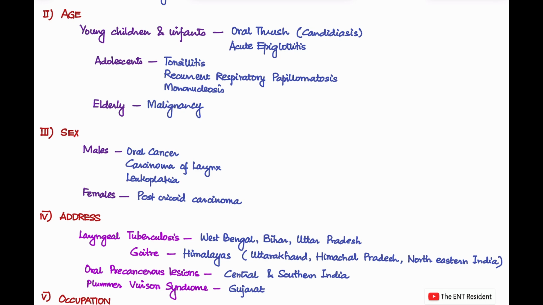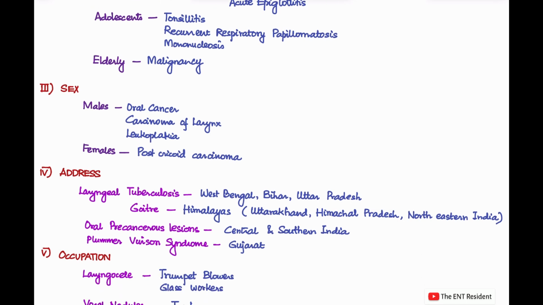Goiter will be most common in the Himalayan region where there are iodine deficient areas like Uttarakhand, Himachal Pradesh, northeastern India. Oral precancerous lesions like leukoplakia and erythroplakia will be more common in central and southern India. And Plummer-Vinson syndrome is seen more commonly in Gujarat. Sometimes this is not very specific, but the address may make you aware of certain diseases that are more prevalent in those areas, and that will help you in reaching a diagnosis.